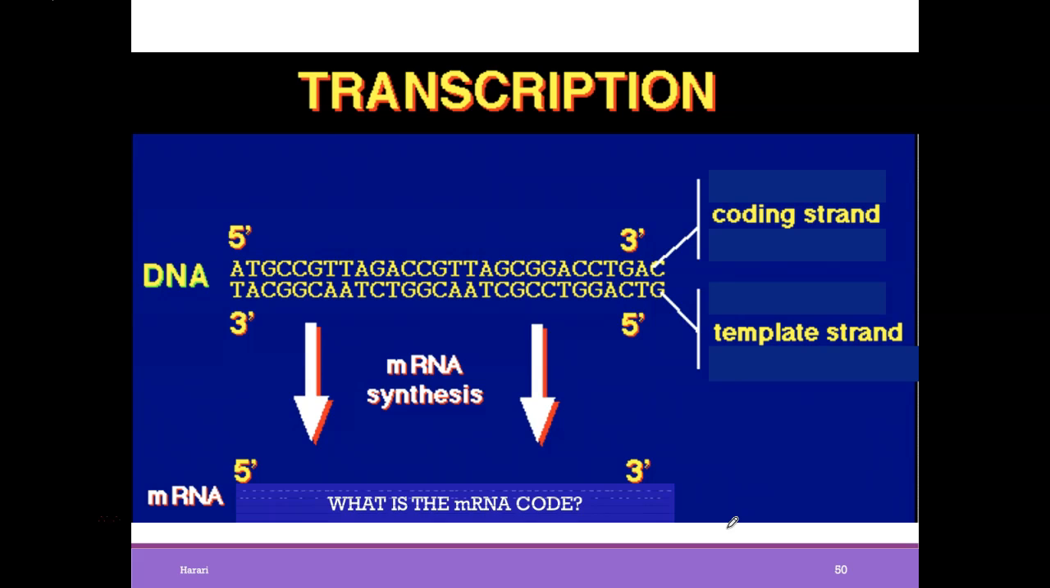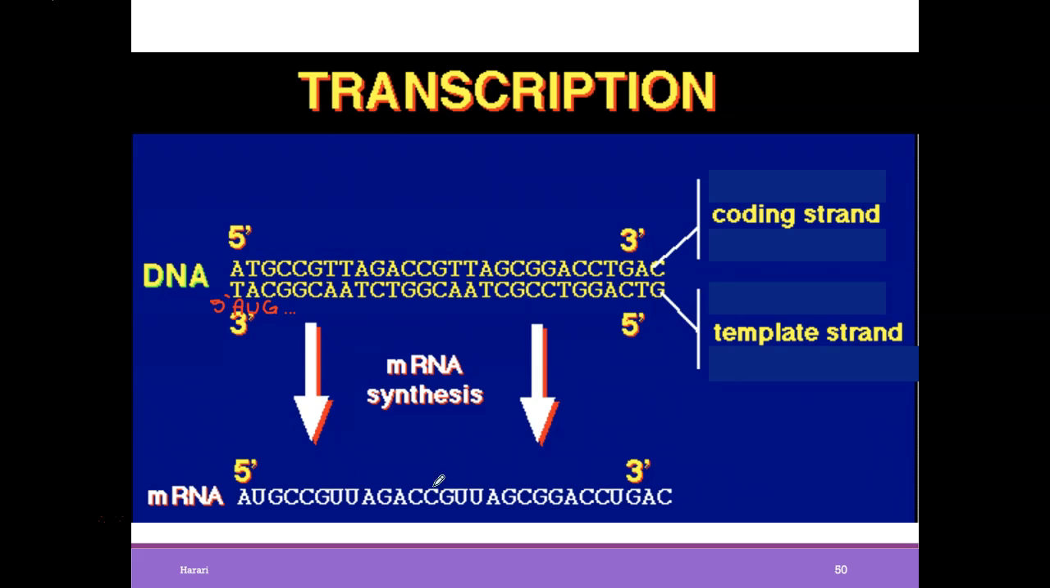And this is what you should get. By reading, starting from 3', you see a T, you know there's going to be A. If there's an A, that means there has to be U. If there's C, that has to be G, and of course, you always want to write 5'.